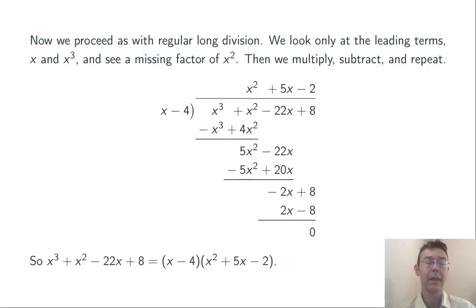I've determined that x cubed plus x squared minus 22x plus 8 divided by x minus 4 is x squared plus 5x minus 2. And therefore, that cubic can be factored as x minus 4 times x squared plus 5x minus 2.